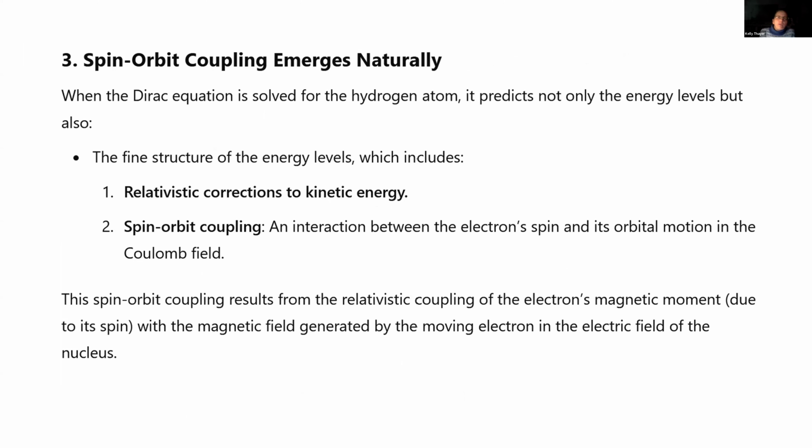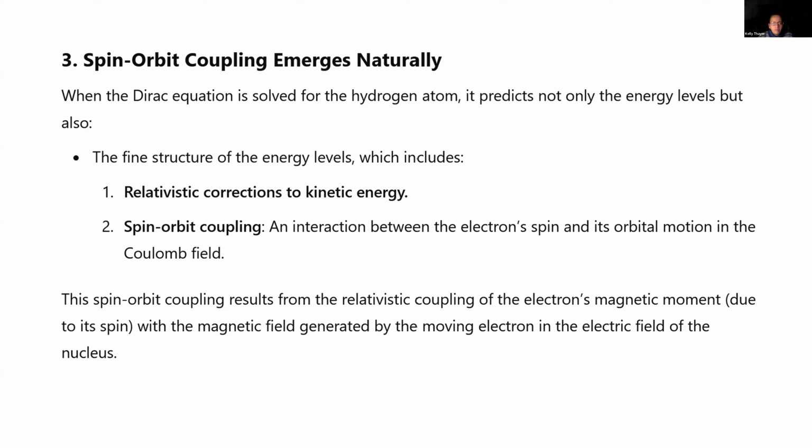The spin-orbit coupling will emerge naturally. So when the Dirac equation is solved for the hydrogen atom, it predicts not only the energy levels, but also that finer structure of the energy levels, which will include the relativistic corrections to the kinetic energy and spin-orbit coupling. So solving the Dirac equation is a pretty serious business and does require some level of math prowess beyond what we are going to cover in this class. This gives you a sense of what that content is like.